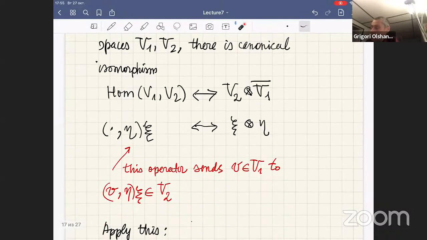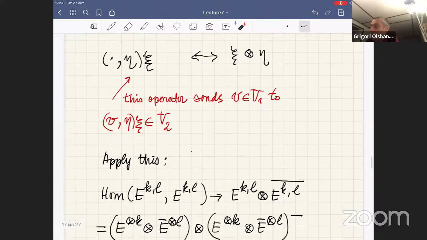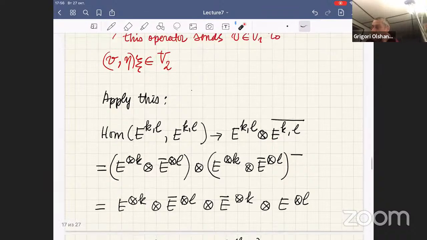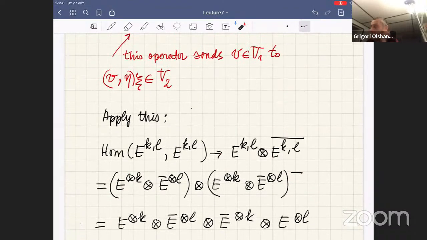To this, just pass from right to left. Given a tensor, here we assign to it a rank 1 operator from this space to this one. And we apply this as follows. So we start with a space of operators. One could write the endomorphism, the space of endomorphisms of our tensor space. We write it in this manner as before. So we take one copy with a conjugate complex structure.